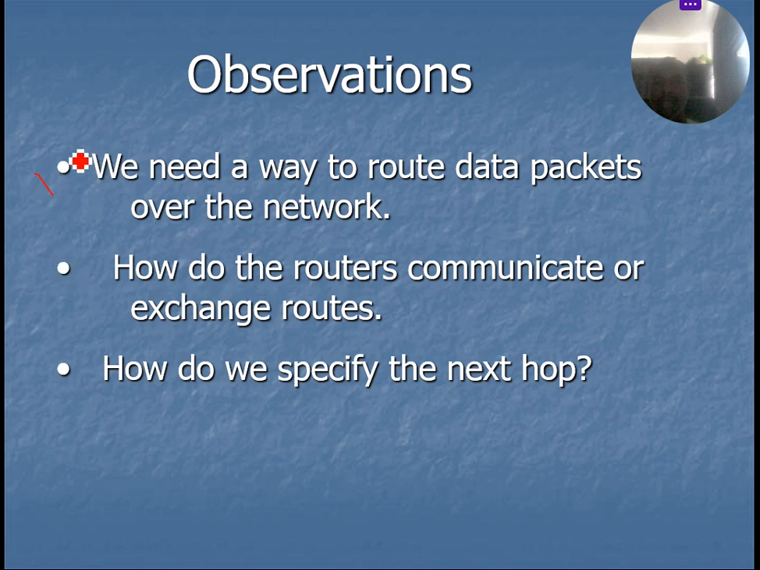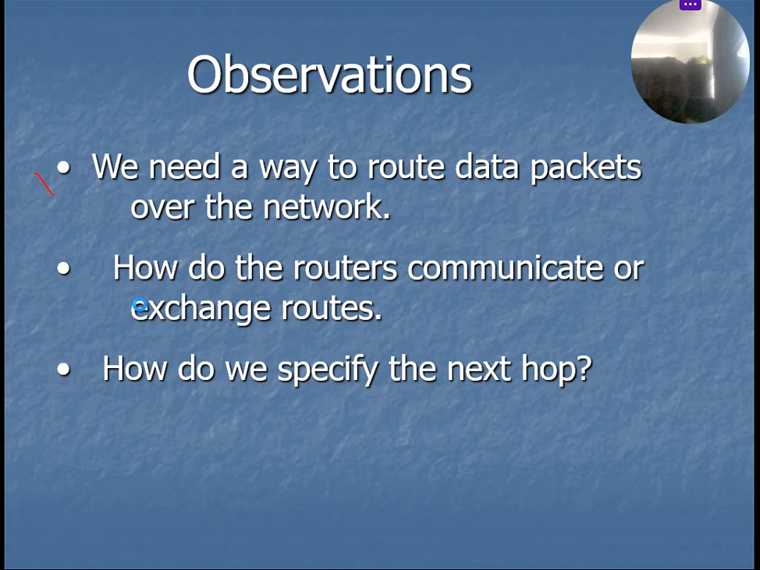Our second observation is: how do routers communicate and exchange routes? That's our second observation. The third observation is: how do we specify the next hop?